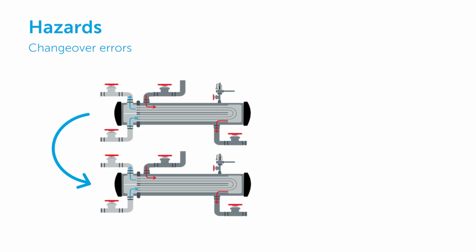But the continuous product flow contaminates the exchanger and periodic maintenance is required. Therefore, heat exchangers must be maintained in a live process. Multiple heat exchangers are installed in parallel, so one can be maintained while the other takes over the process. Changing over between heat exchangers requires strict adherence to procedures to avoid hazardous mistakes.